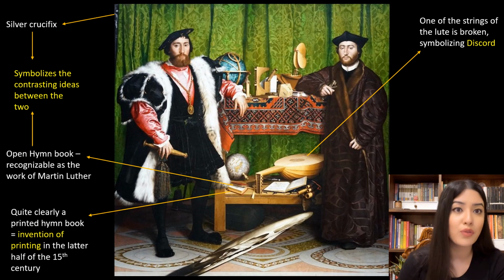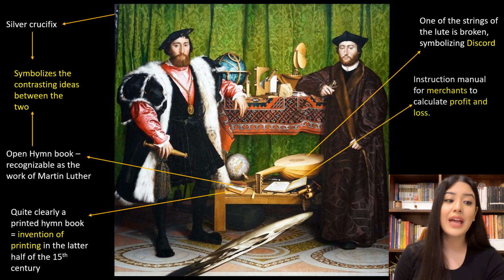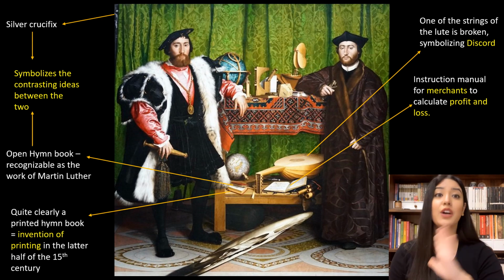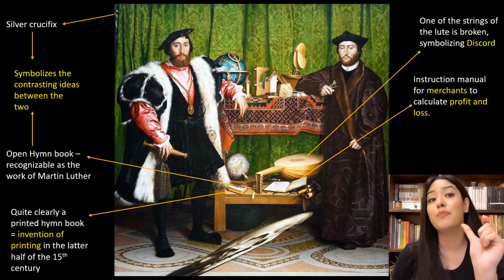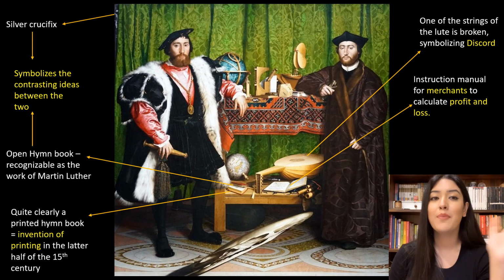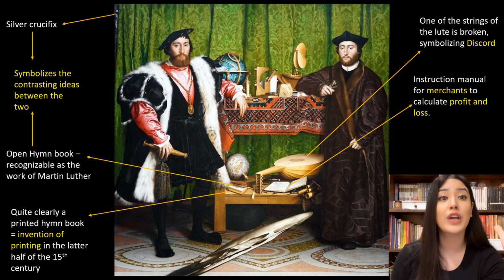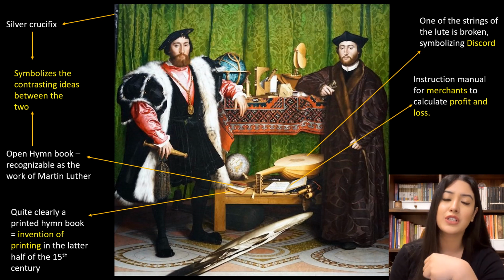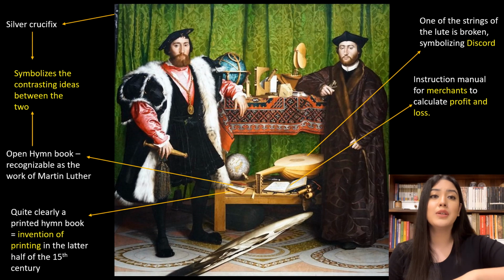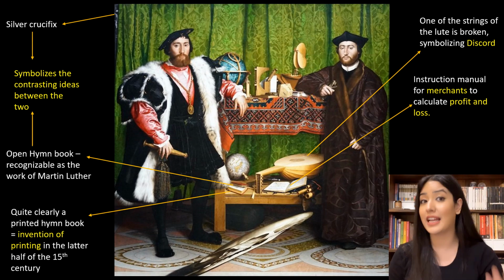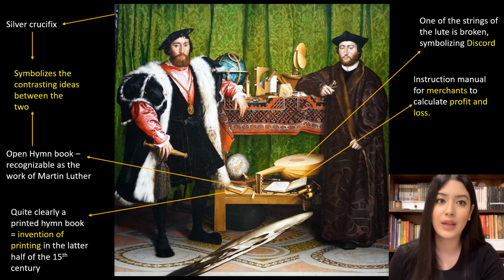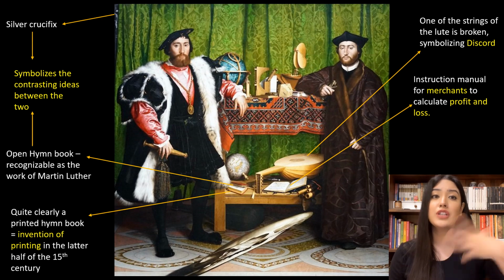Then you have another book over there, the bigger one, which is open. That is an instruction manual for merchants to calculate profit and loss. Profit and loss, we can understand, is arithmetic, so that's symbolized by that. But why have I highlighted merchants here? Because again, this is symbolic of trade and commerce. During the Age of Elizabeth, during this age of exploration, trade and commerce flourished because England was traveling to places. She was acquainting herself with the world and forming connections, and this was the beginning of her paving the way towards becoming an imperial power. So there was a flourishing of trade and commerce.